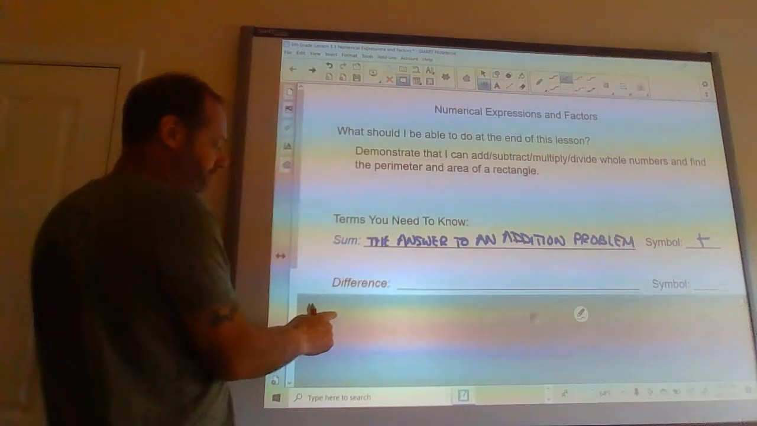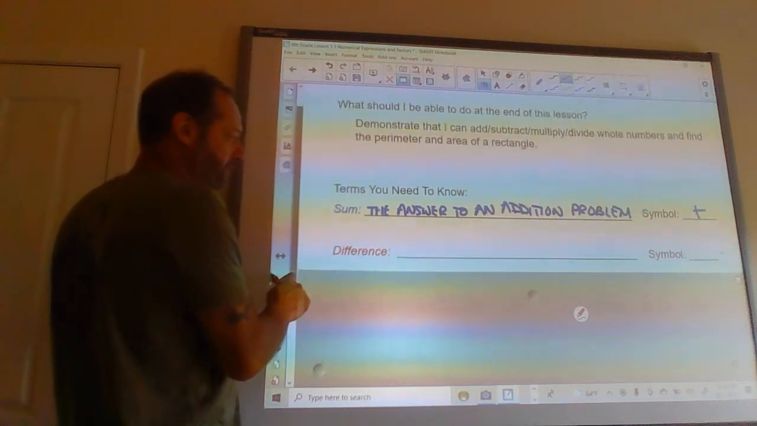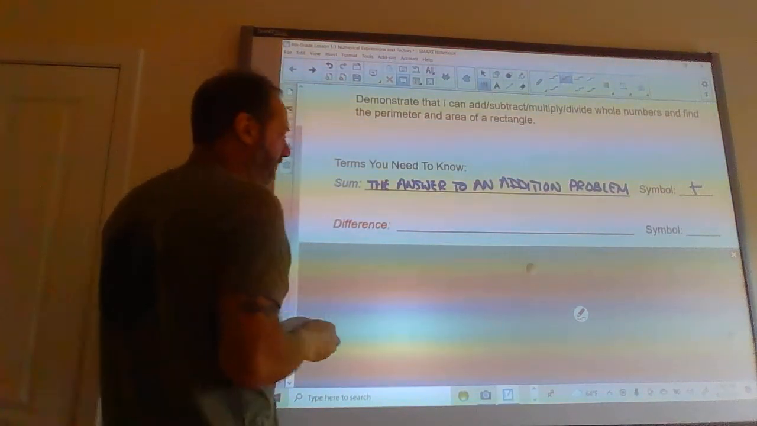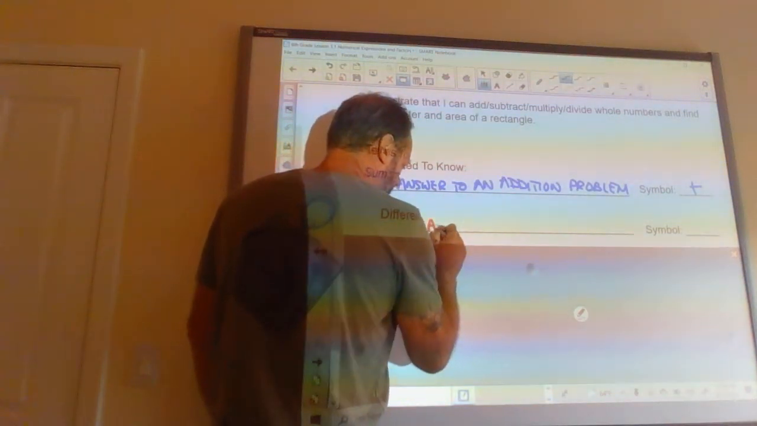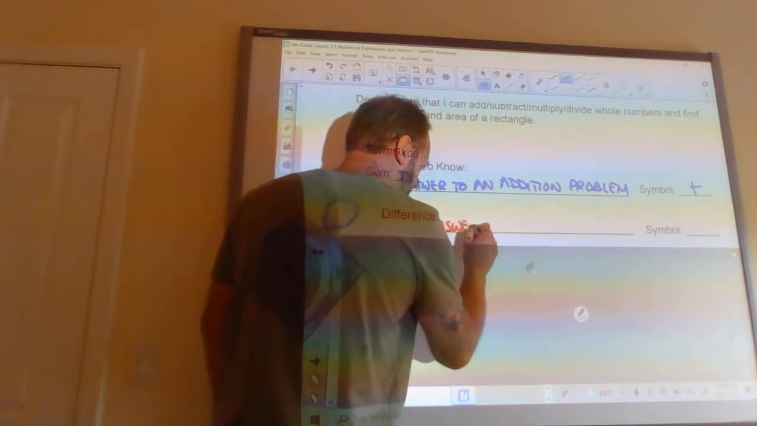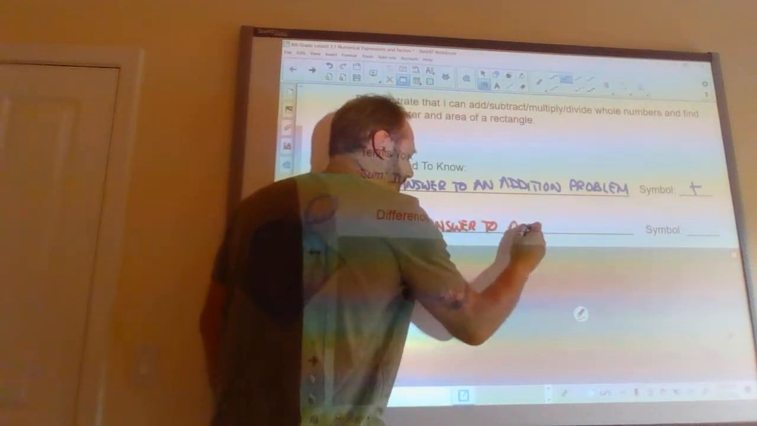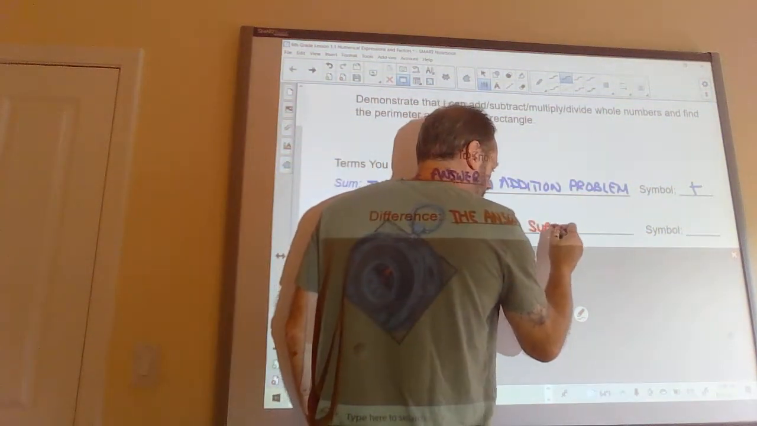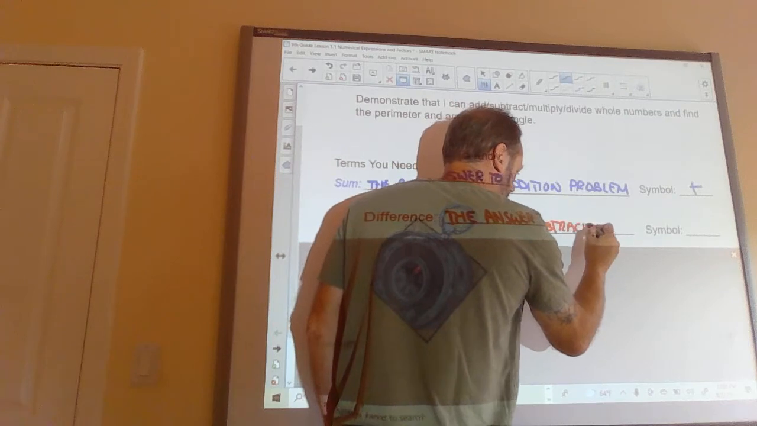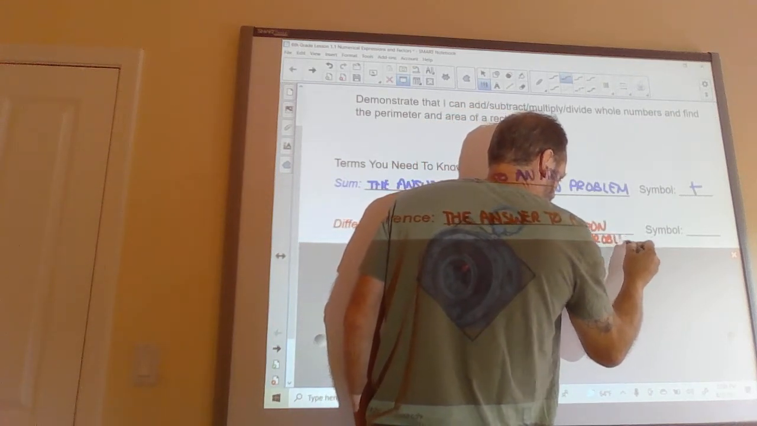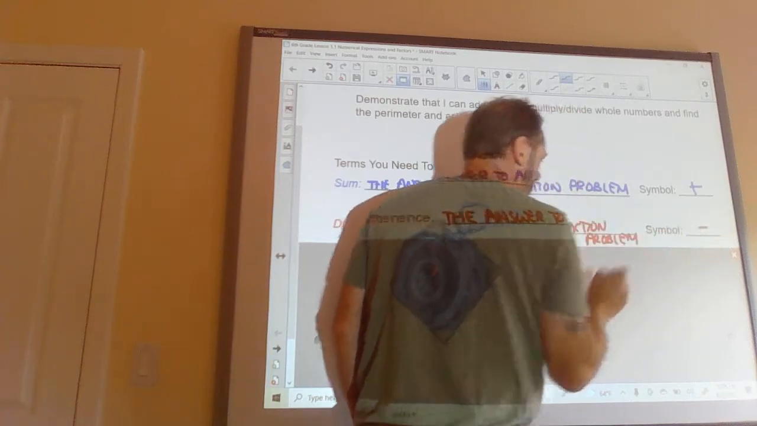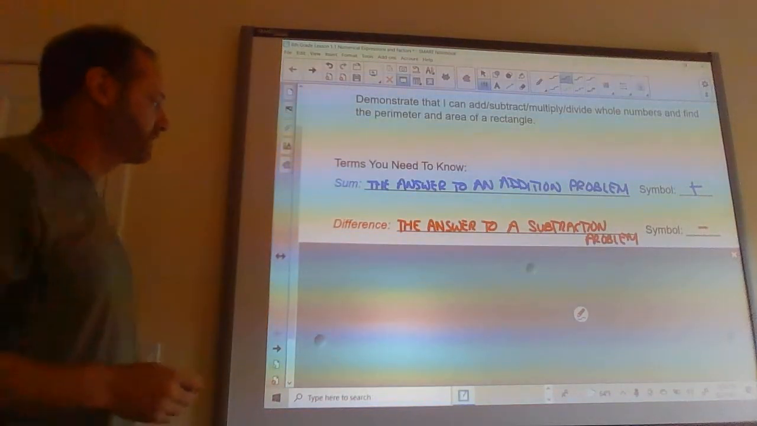So next up, what is difference? Difference is the answer to a subtraction problem. And of course, there's our minus sign symbol.